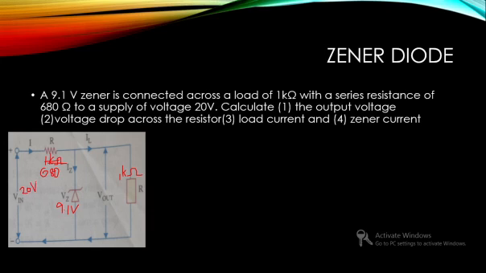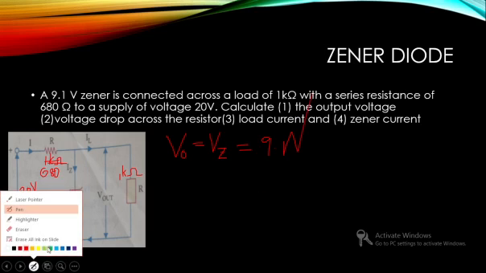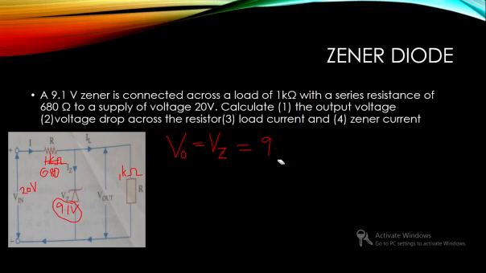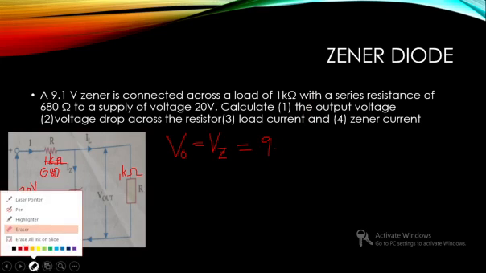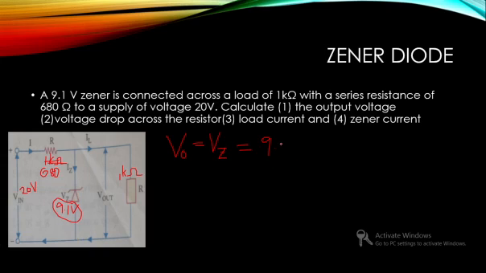Now, we are asked to find the output voltage. What would be the output? We know the output is the same as the voltage across the Zener. What is the voltage across the Zener? It is given as 9.1 volt. So the first answer is obtained; the output is just equal to 9.1 volt. Okay, that was the first one.